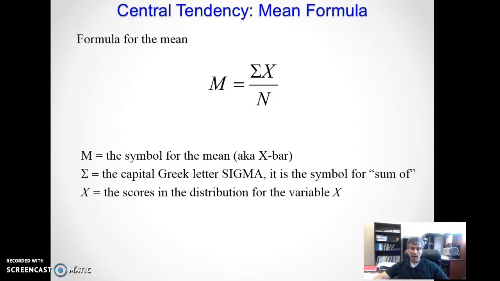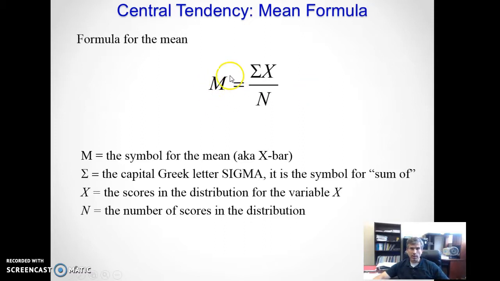X is a generic stand-in that you should know from algebra. It's a generic stand-in for essentially any number. So in this case, it means all of our scores. So sigma X just means add up all the scores you've got. Then divide it by N. N is another really common one. It's the number of scores in the distribution. If you have 10 scores in your distribution or your data set, divide by 10. If you have 100, divide by 100.